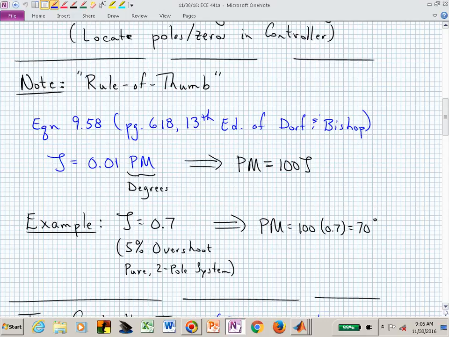That's what I'm trying to illustrate with this rule of thumb, and that's given in equation 58 in chapter 9 in the 13th edition of Dorf and Bishop. That's on page 618. But that equation is just zeta is equal to 0.01 times the phase margin.